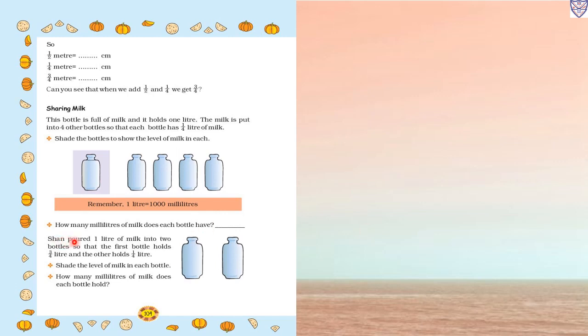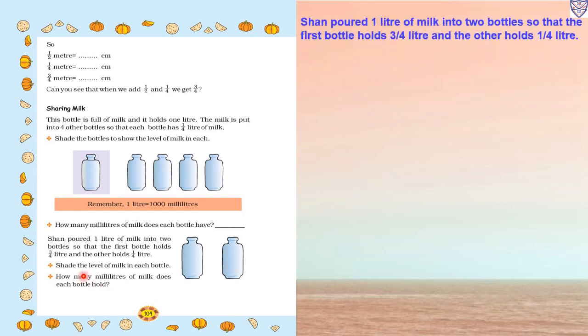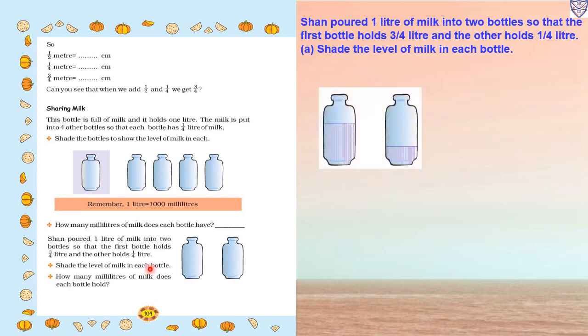Now Shahan poured 1 liter of milk into 2 bottles so that the first bottle holds 3/4 liter and the other holds 1/4 liter. Okay, now what is Shahan doing? He poured 1 liter of milk. First he filled 3/4 liter, and then he filled the other bottle with 1/4 liter of milk. Now show the level of milk in each bottle. So the first bottle is holding 3/4 of milk, so we will shade more than half. Then second bottle is only holding 1/4 liter, so we will shade less than half.